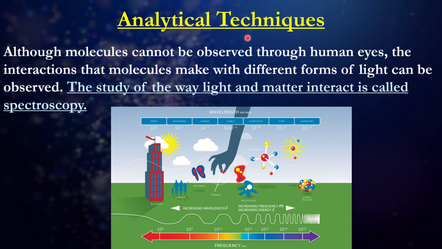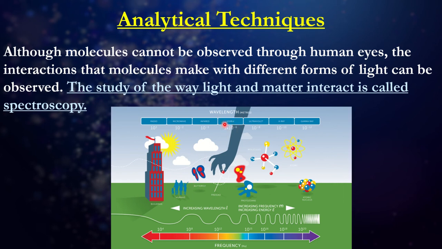Analytical techniques are quite useful to understand the way in which matter is structured, and we're using light to help us work out the structure of different types of really tiny molecules. As you can see here, this gives you a rough idea of the wavelengths of each type of light. Whatever we can see here is what we call within our visible spectra.